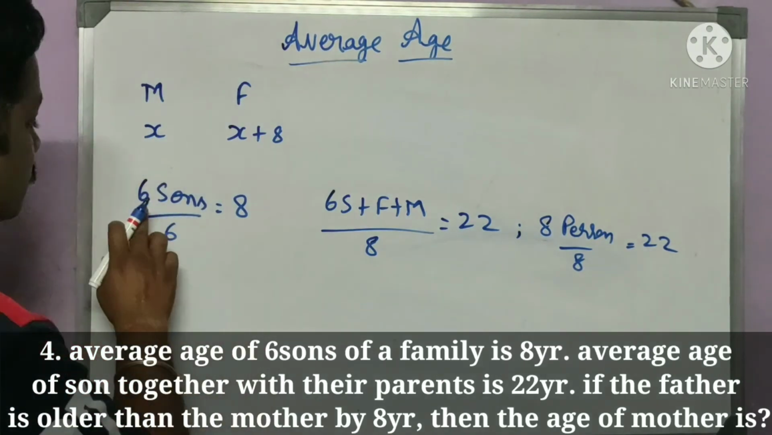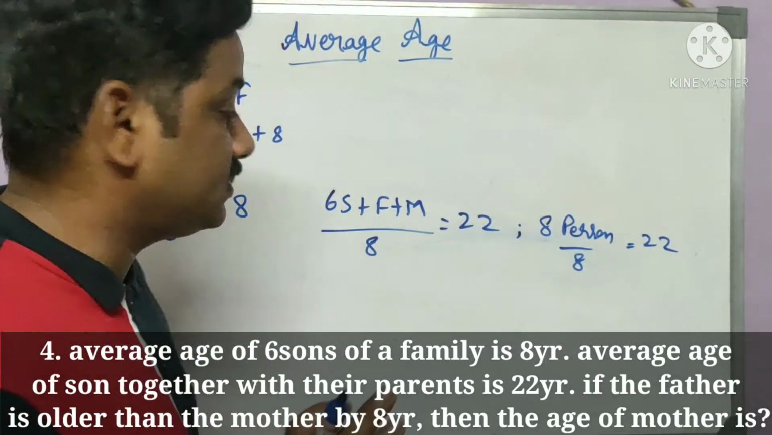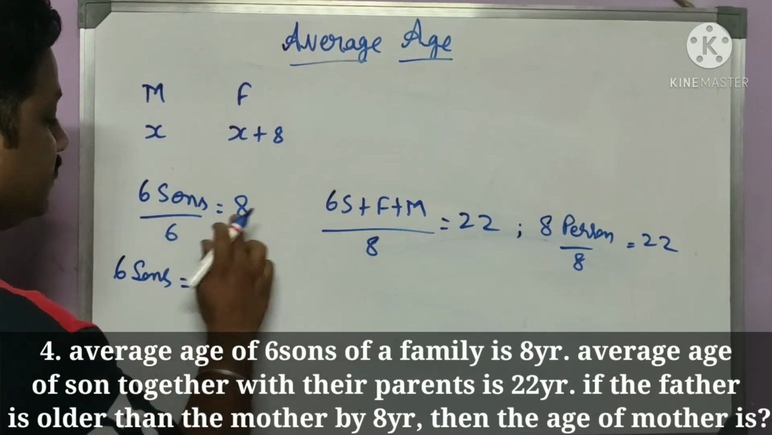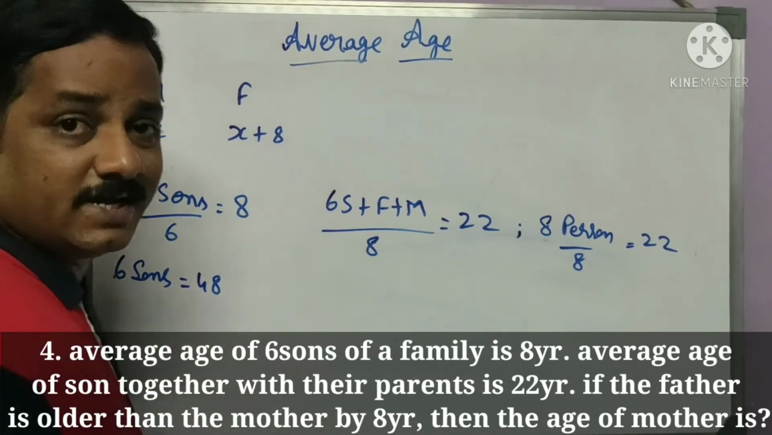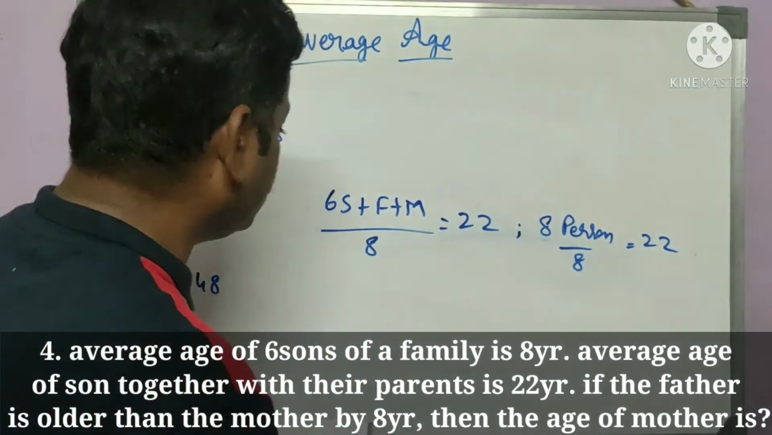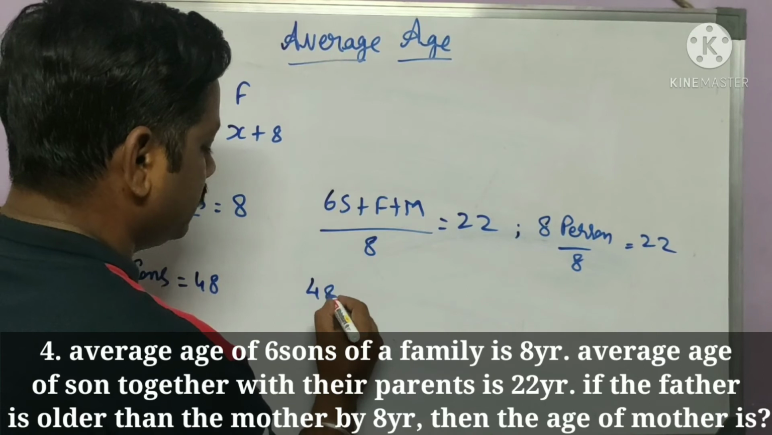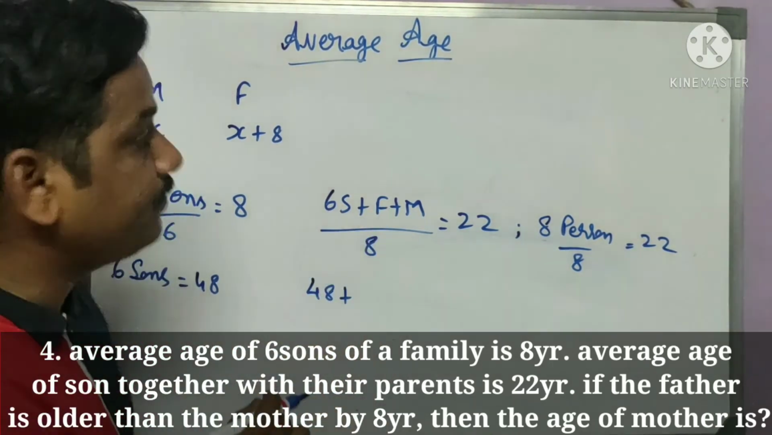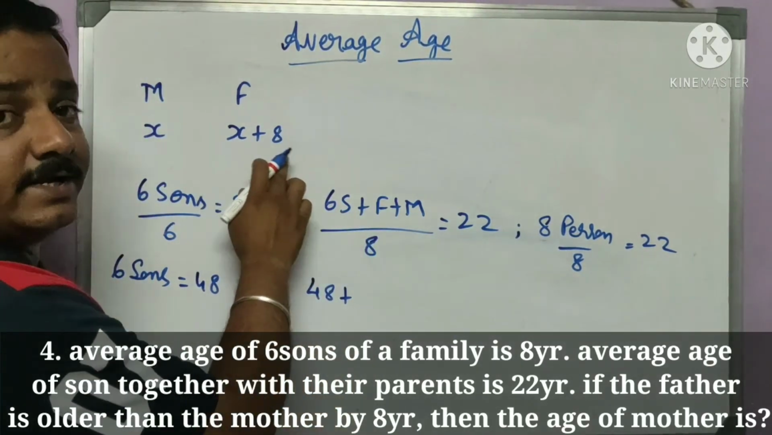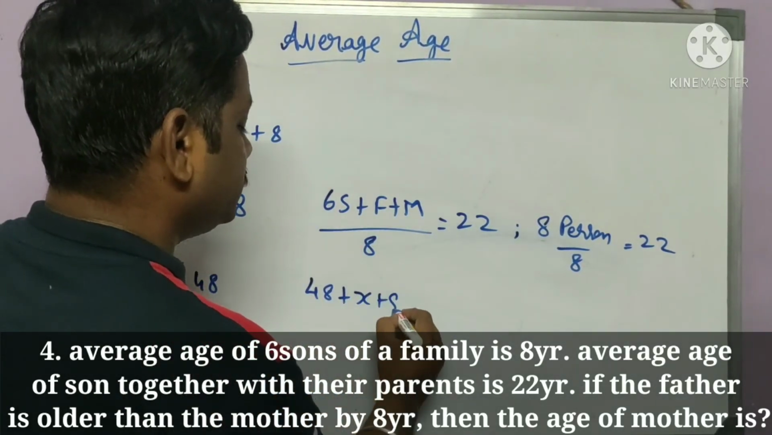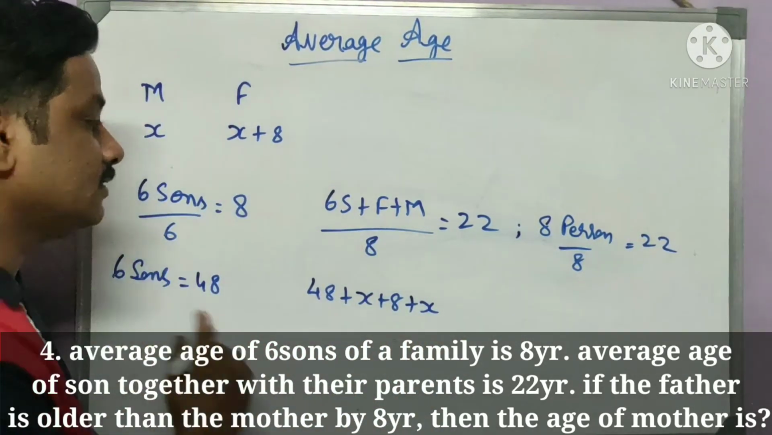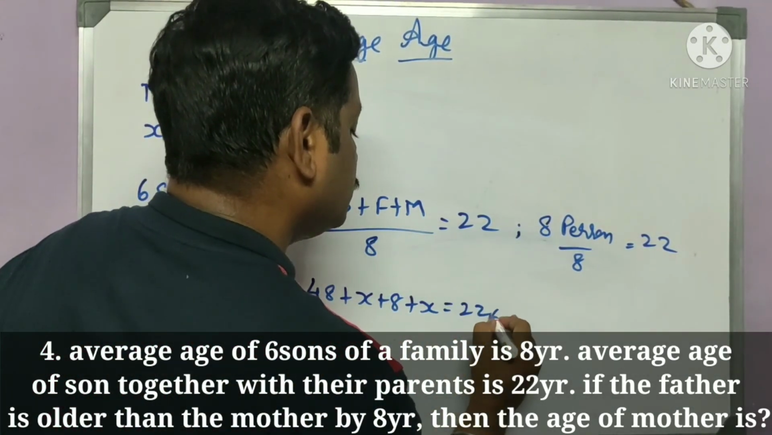Here I know the sum of the ages of 6 sons can be given as 8 into 6, 8 sixes are 48. So in place of 6 sons, I can put 48 here. Therefore I can say 48 plus the age of father, which is X plus 8, plus the age of mother, which is X, is equal to 22 into 8.